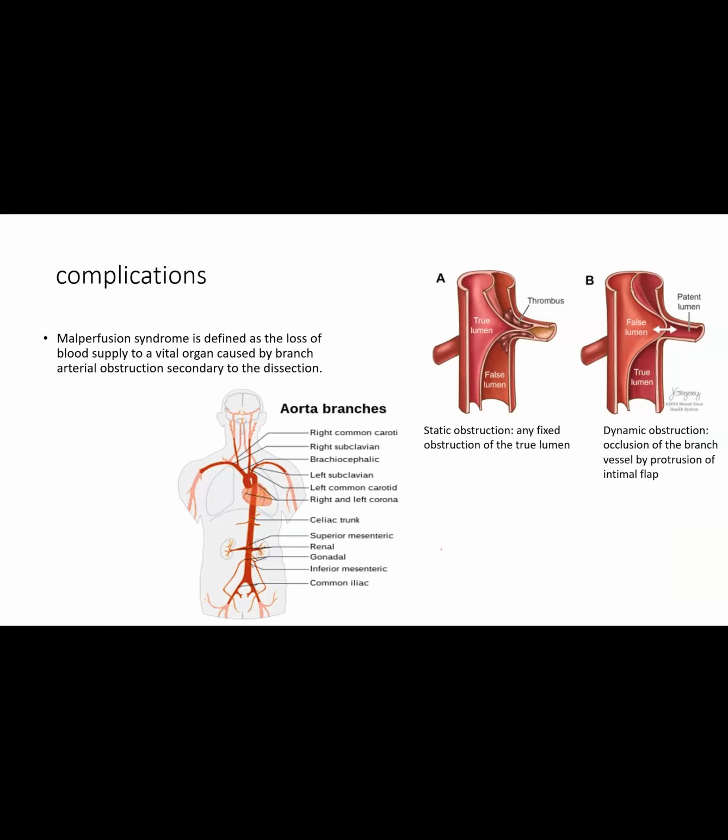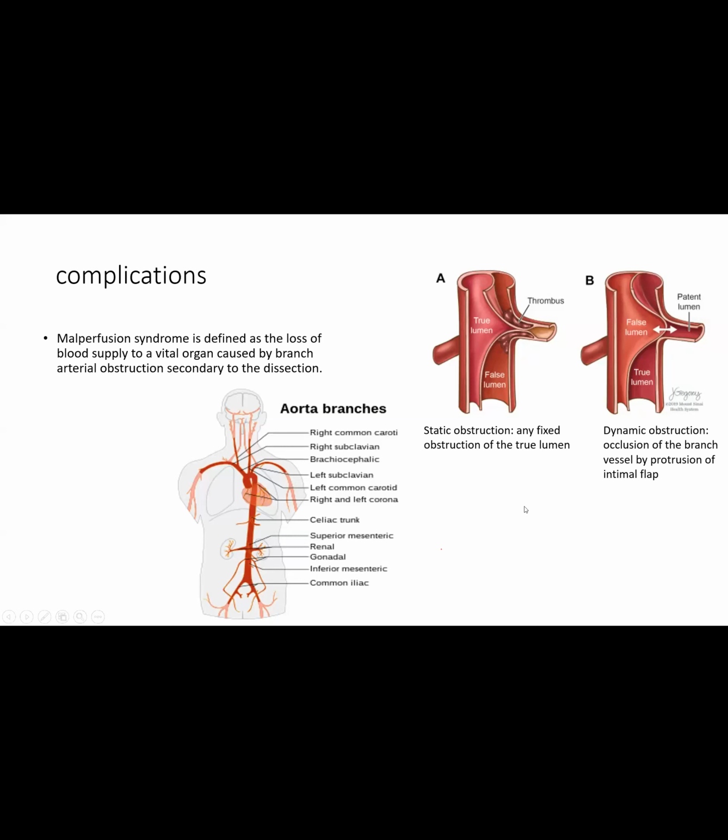In terms of complications, as mentioned, malperfusion syndrome is one of the main complications in aortic dissection, and it is defined as the loss of blood supply to vital organs, caused by branch arterial obstruction secondary to the dissection. Malperfusion syndrome is caused by static or dynamic obstruction.